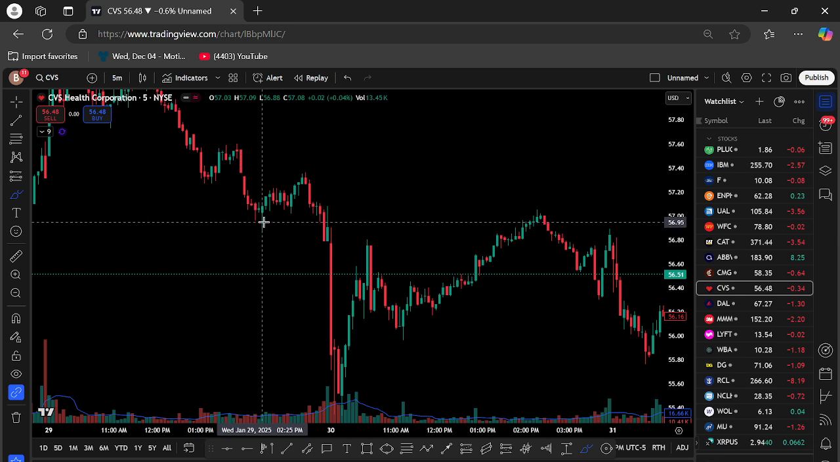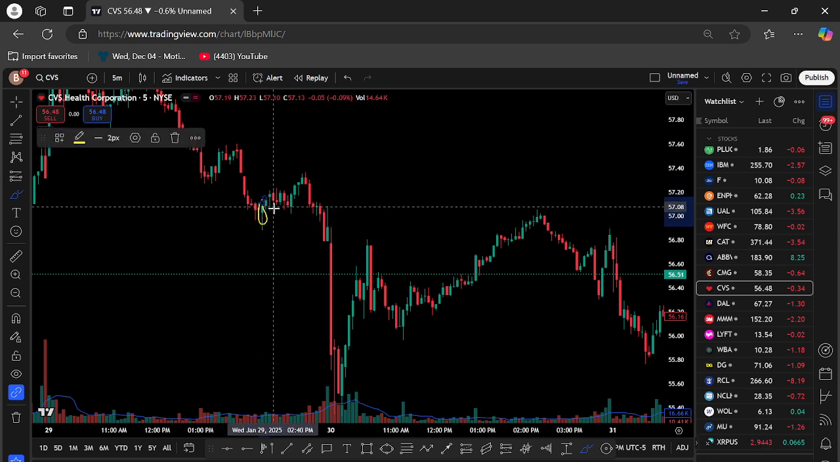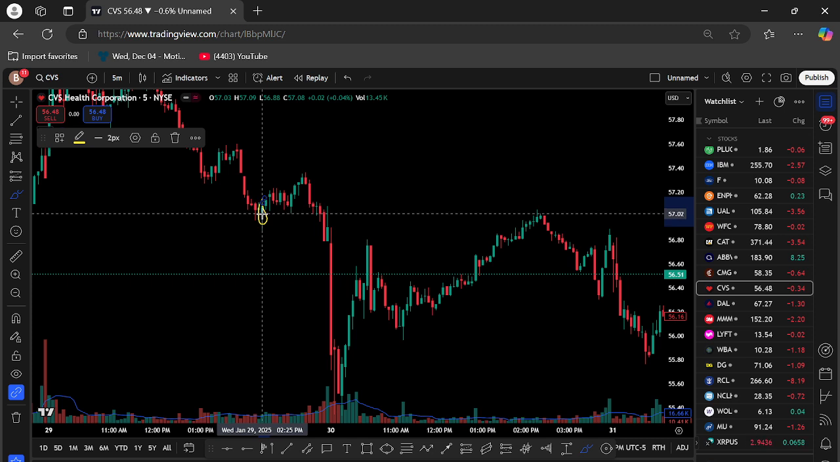Another example with a wick is this one right here. This is a good example. If I hover over, you'll see it opened at 57.03, then it went up to 57.09, dropped to 56.88, and then went back to 57.08. So there was about a 2-cent change throughout the day. Because it's a positive day, it went up 2 cents, so this is a bullish candle.